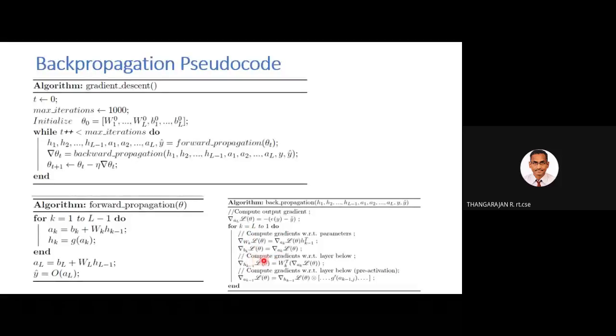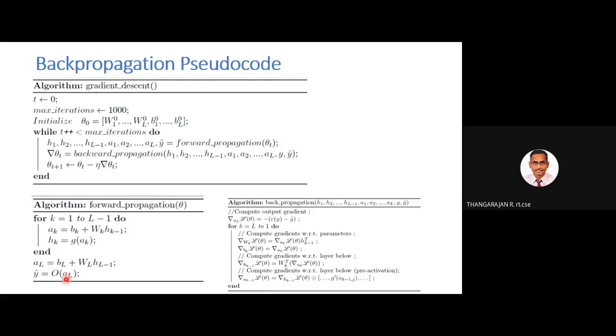And for computing this, you need to compute gradients with respect to the layer below. Okay. So you have to use this because here you are using h of k minus 1. So you have to compute that h of k minus 1 and compute gradients with respect to the layer below. And here you see that to compute h of k minus 1, I require a of k. So I have to find this. So like this, I find this from layer L to 1.